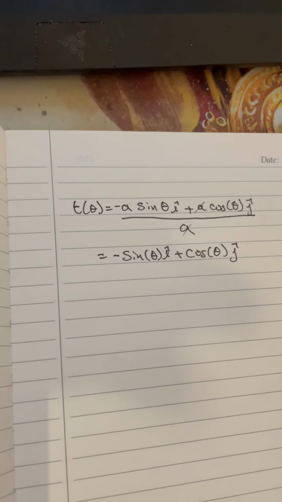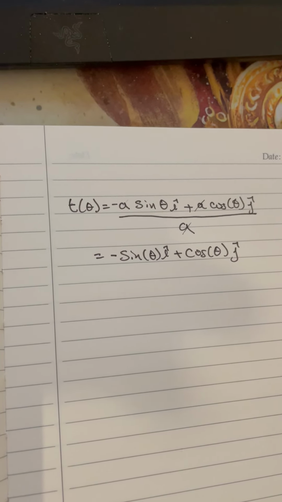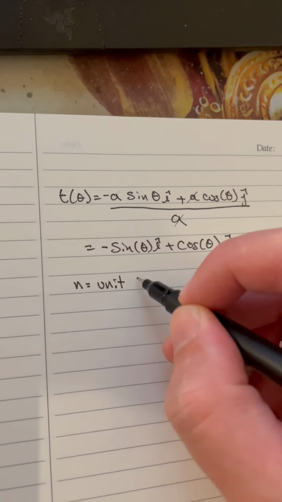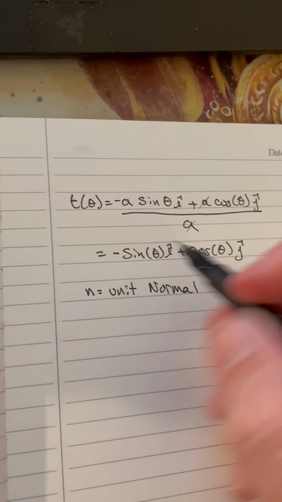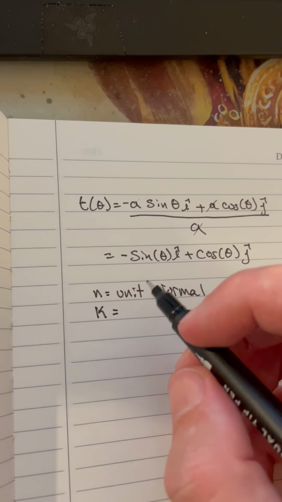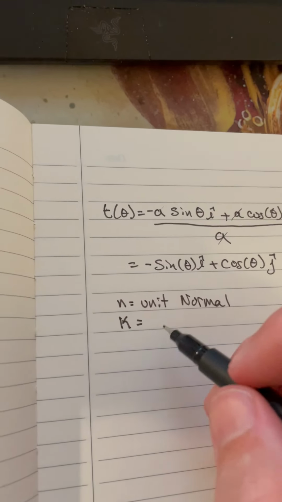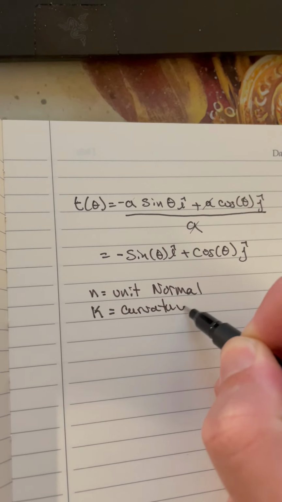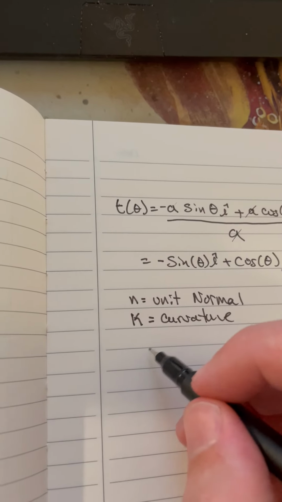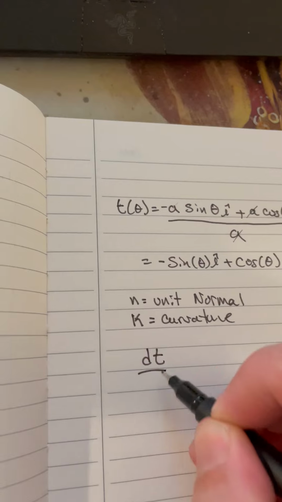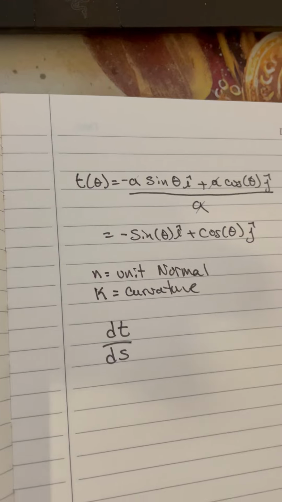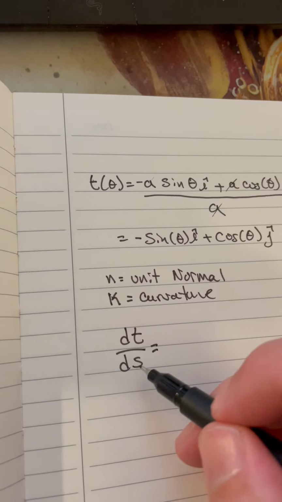Now, what they want us to find is the unit normal vector, which is N, and this weird kappa, which is known as the curvature. It's just like a quantity. And to do this, you need to find dT/ds, where s is sort of the path length. But we don't know this exactly.